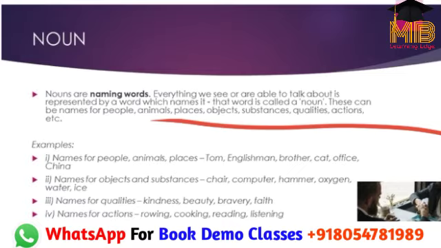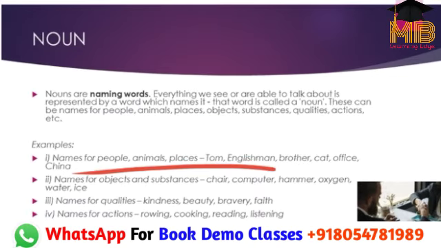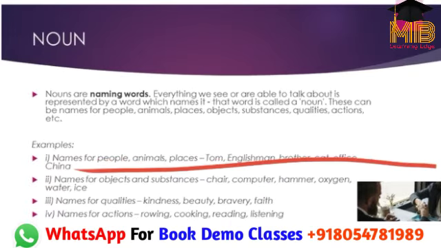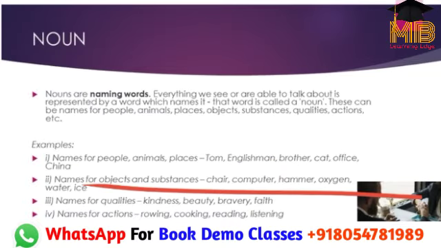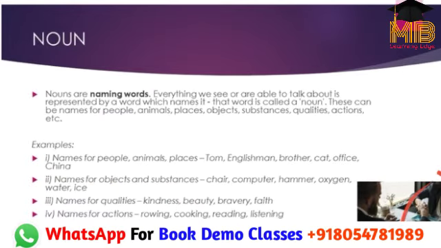Right, so let's start with names of people, animals or places. For example, you have Tom, Englishman, brother, cat, office. They are all what? They are the names of people or animals or places. So that is the kind of noun. I'm just giving you examples. या फिर of objects and substances, right? Like chair or computer or a table or a stool, whatever, water, ice. Next you have qualities like kindness, beauty, bravery, faith. That is all a noun. Fourth one is names of actions like rowing or cooking or reading or listening. They're all nouns.